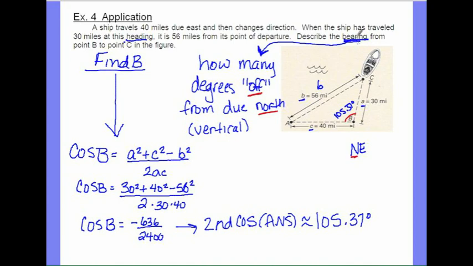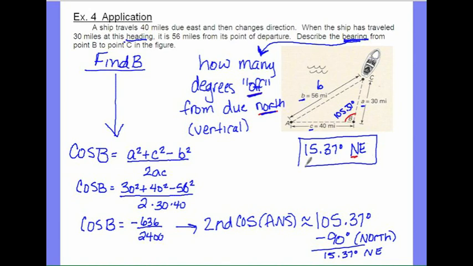But you want to know the bearing. Remember, the bearing is how far off from north. So we're going to subtract the 90 degrees because this would be going straight north. So they veered off in a 15.37 degrees northeast direction. So I'm going to write it up here because hopefully this isn't cutting off on the screen. 15.37 degrees in the northeast direction.